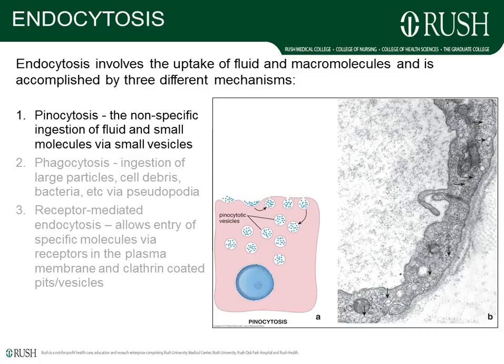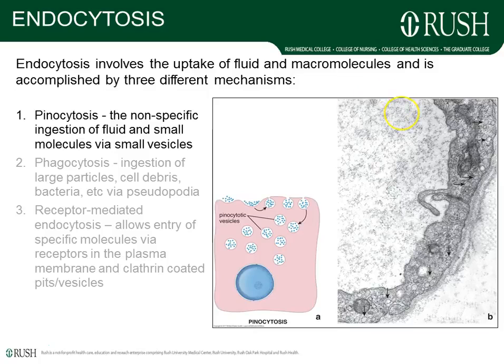So we'll switch gears here and talk about this process called endocytosis rather than a specific organelle right off. So what is endocytosis? Endocytosis is the uptake of fluid and macromolecules, and there are 3 different ways that cells do this. The first is called pinocytosis. That is the non-specific ingestion of fluid and small molecules in small vesicles.